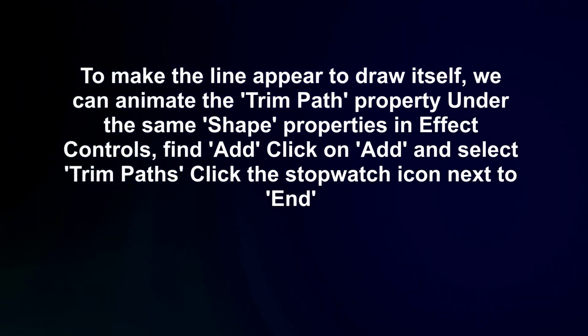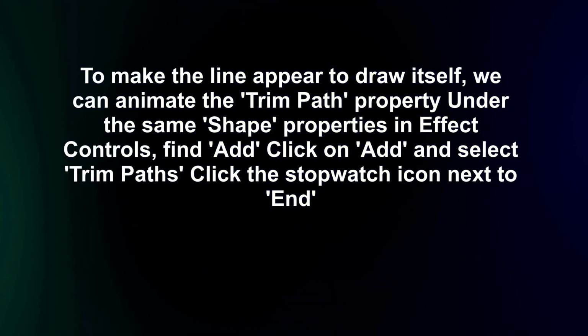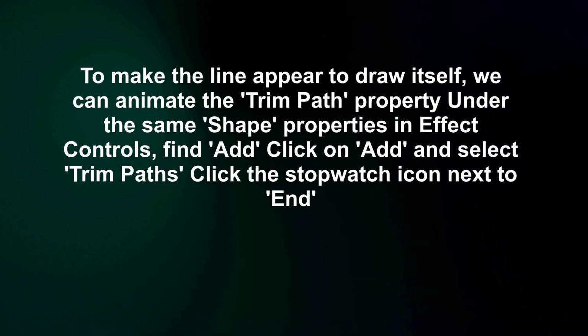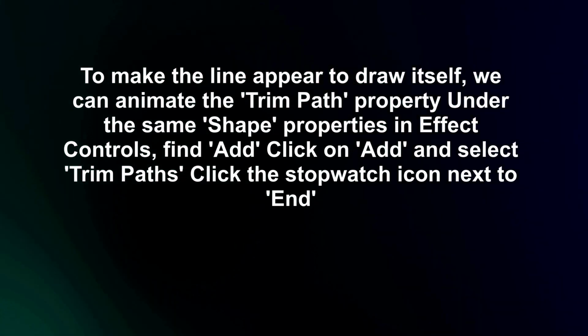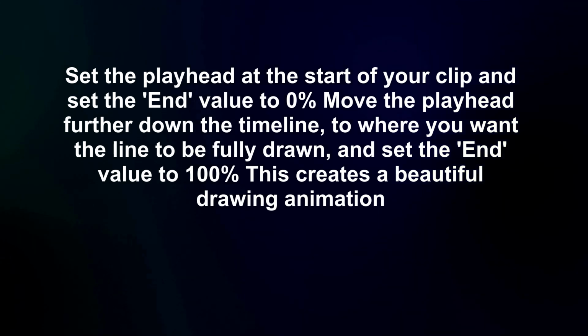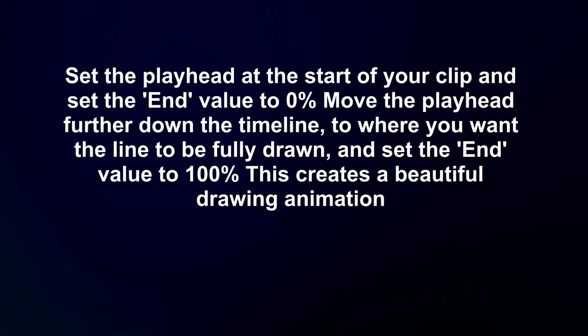To make the line appear to draw itself, we can animate the trim path property under the same shape properties in Effect Controls. Find Add, click on Add and select Trim Paths. Click the stopwatch icon next to End. Set the playhead at the start of your clip and set the end value to 0%.